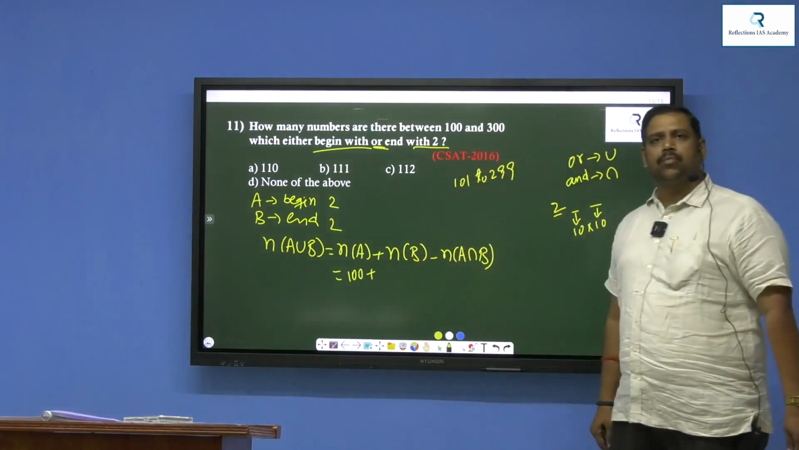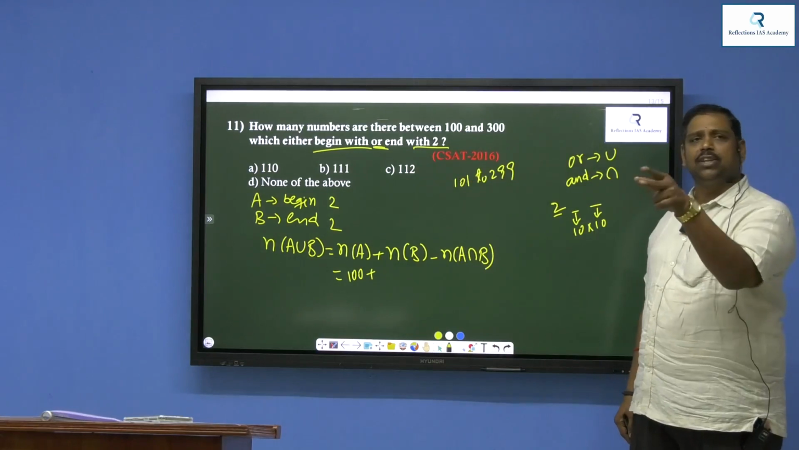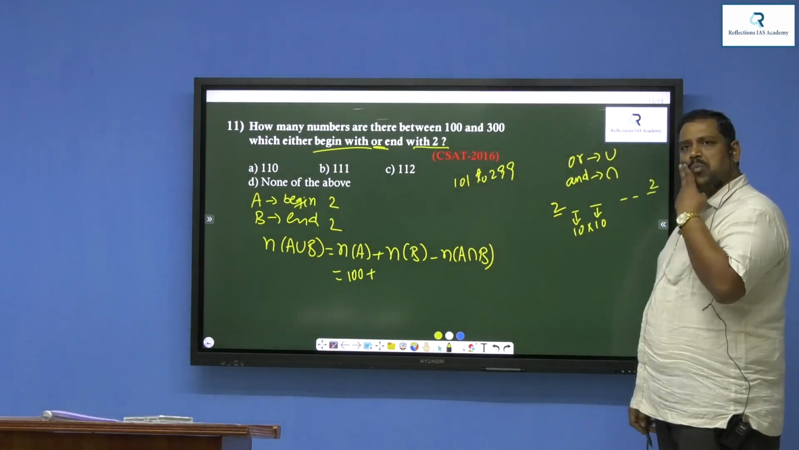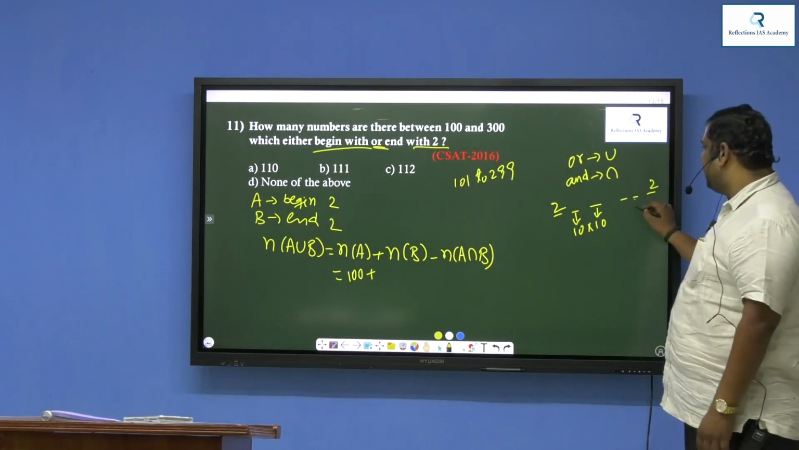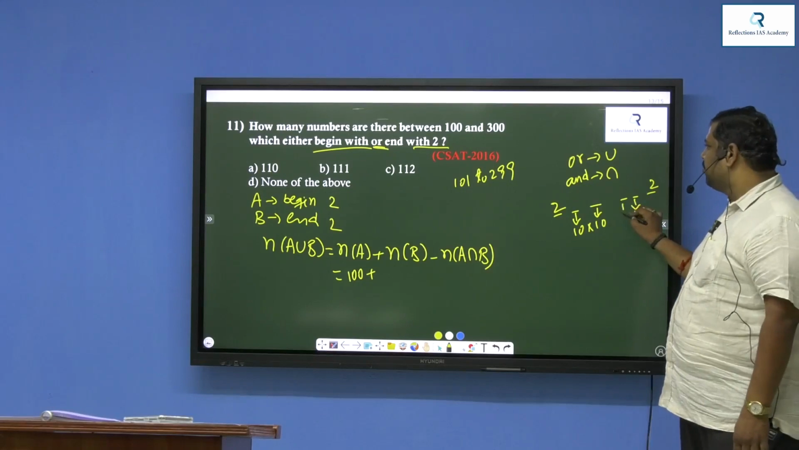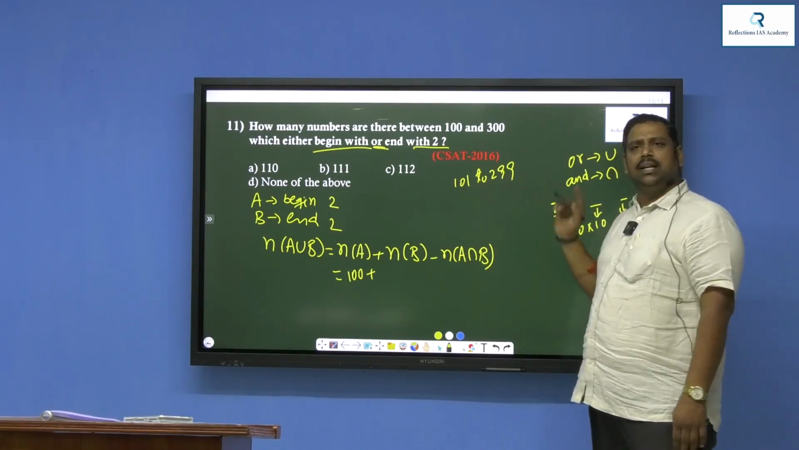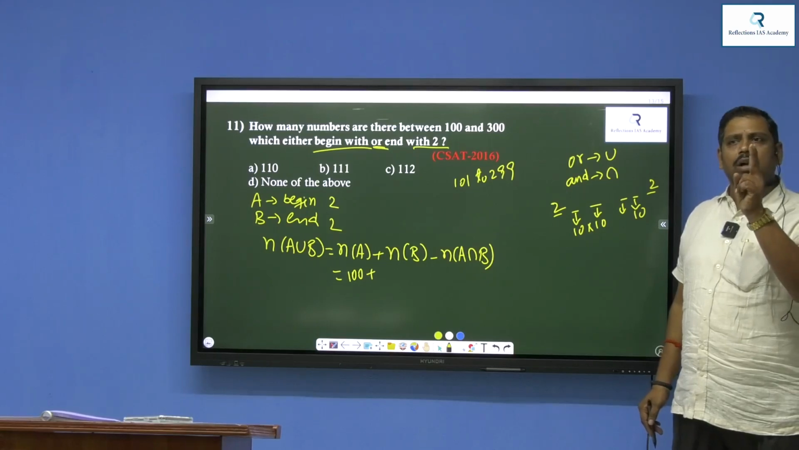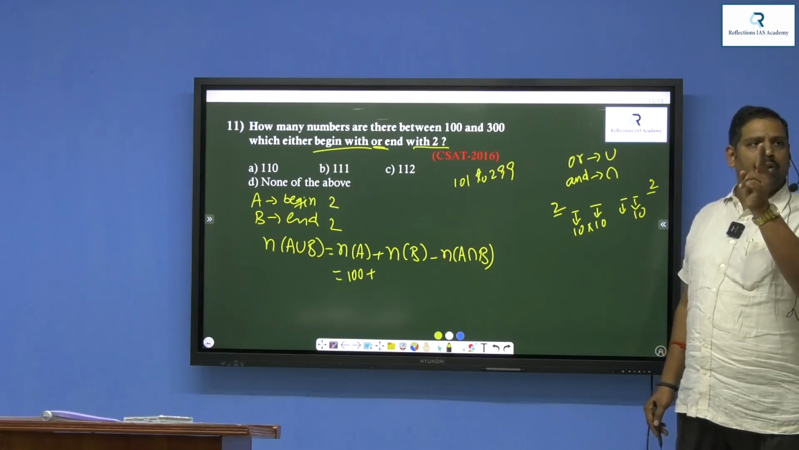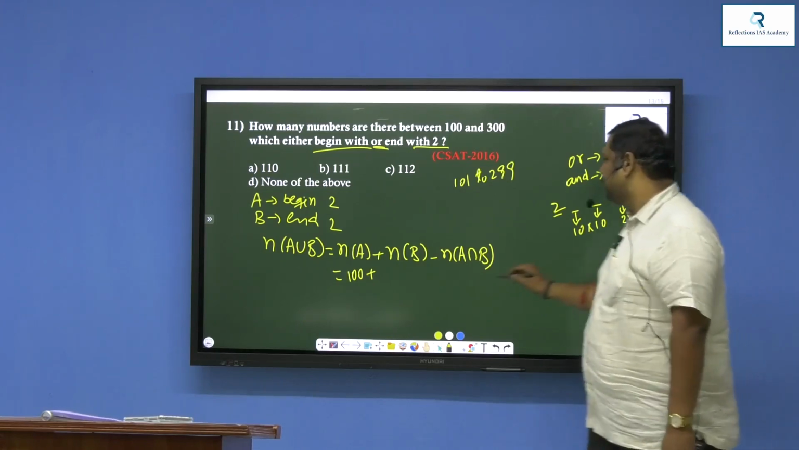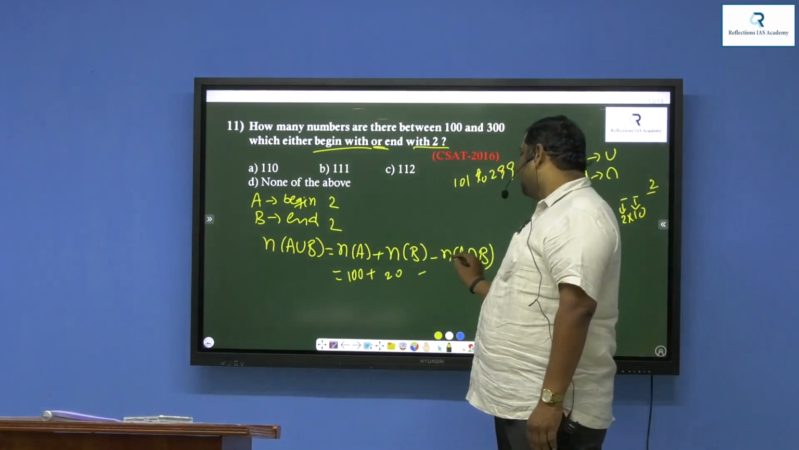N of B means ending with 2. Ending with 2 means this is fixed as 2. Right or wrong? This can be any of the 10 digits, 0 to 9, 10 ways. Coming to this one, 101 to 299 means the first digit will be either 1 or 2. Yes or no? So how many ways? 2 ways. Total is how much? 20, minus N of A intersection B.